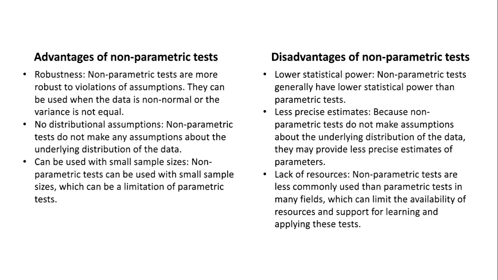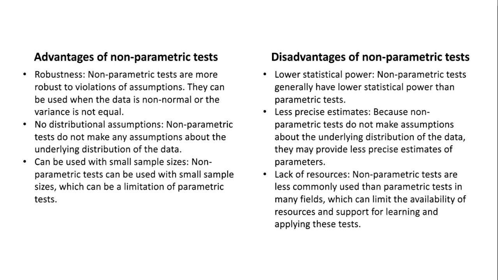Advantages of non-parametric tests. Robustness. Non-parametric tests are more robust to violations of assumptions. They can be used when the data is non-normal or the variance is not equal. No distributional assumptions. Non-parametric tests do not make any assumptions about the underlying distribution of the data. Can be used with small sample sizes. Non-parametric tests can be used with small sample sizes, which can be a limitation of parametric tests.